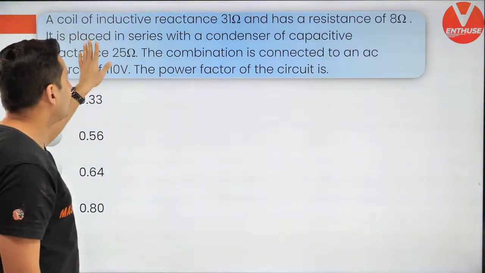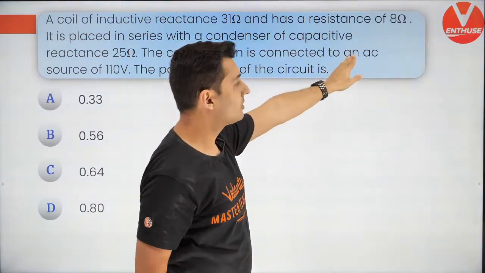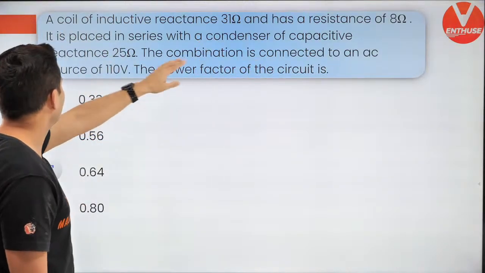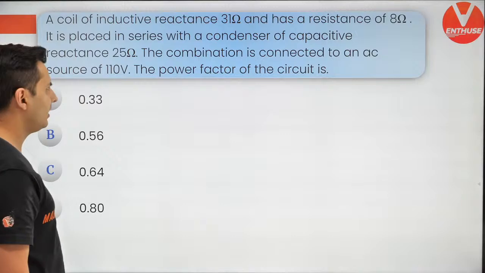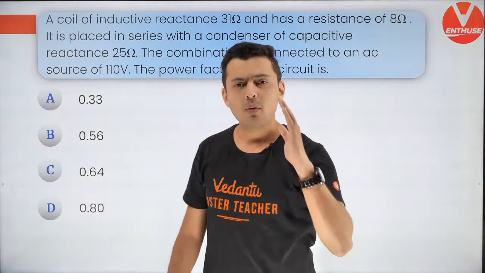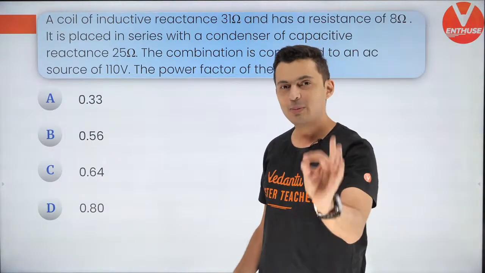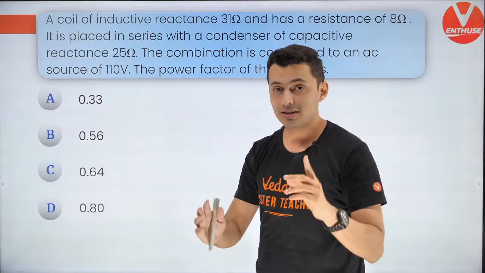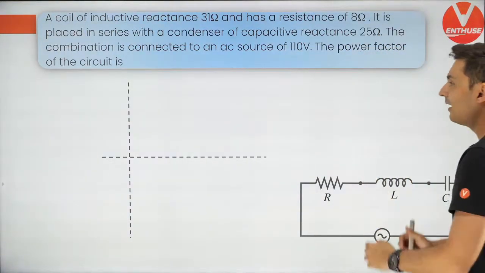A coil of inductive reactance 31 ohms and it has a resistance of 8 ohms is placed in series with a capacitor of reactance 25 ohms. The combination is connected in series to AC source. What is the power factor? What did I tell you when I taught AC? It's all about vectors. And if you remember that trick, you will be able to solve this problem without writing much. Believe me, yes. So you have LCR.